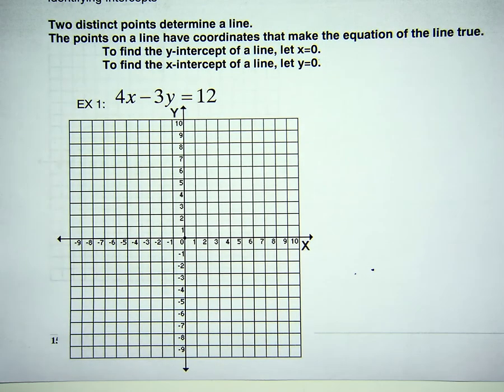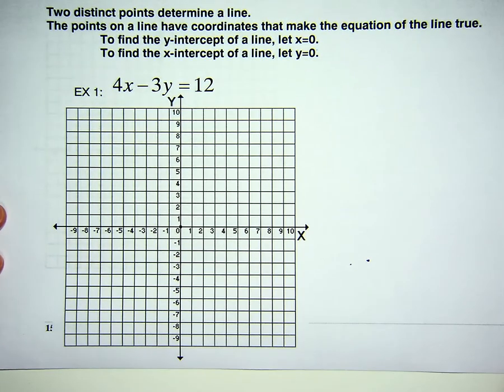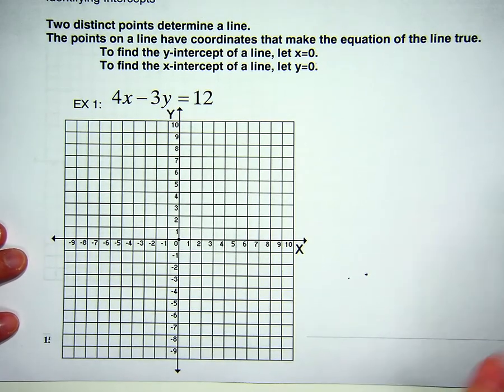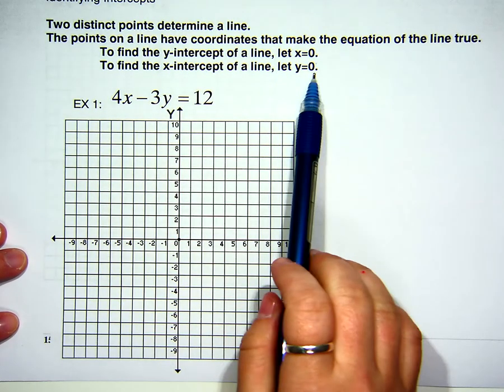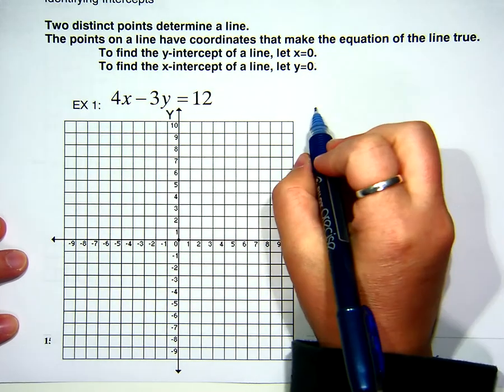Let's start looking at how to graph things. 2 distinct points determine a line. We can come up with 2 distinct points on any linear line simply by finding the intercepts. To find the x-intercept, you let y be 0, and to find the y-intercept, you let x be 0. Let's find our intercepts.